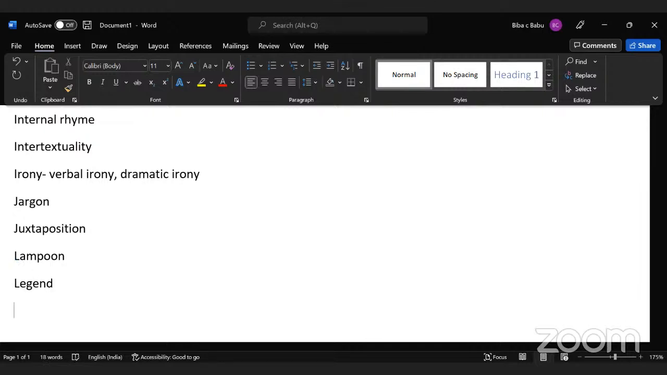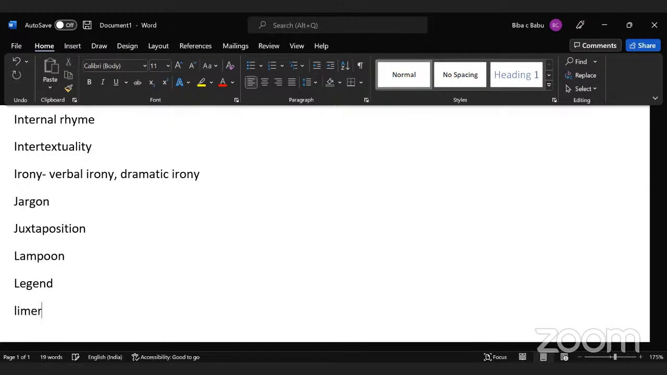Next is legend. Legend is a story or narrative that has elements of myth and historical facts. When you tell a story about some historical facts or about some public figures, it is called a legend. Next is limerick.